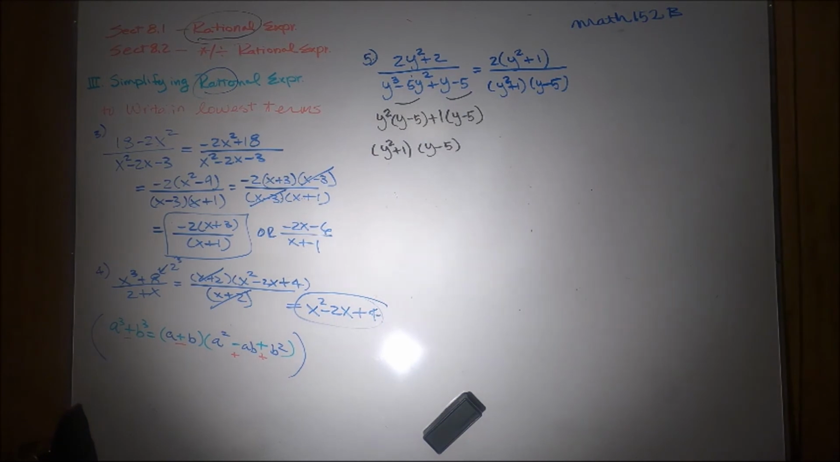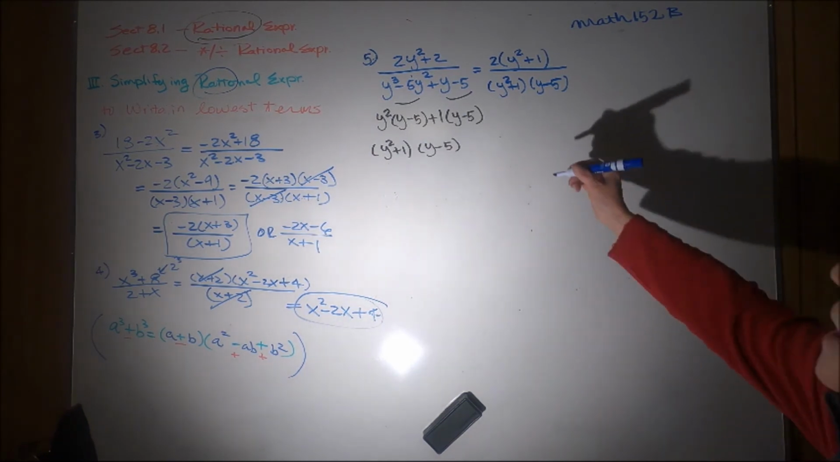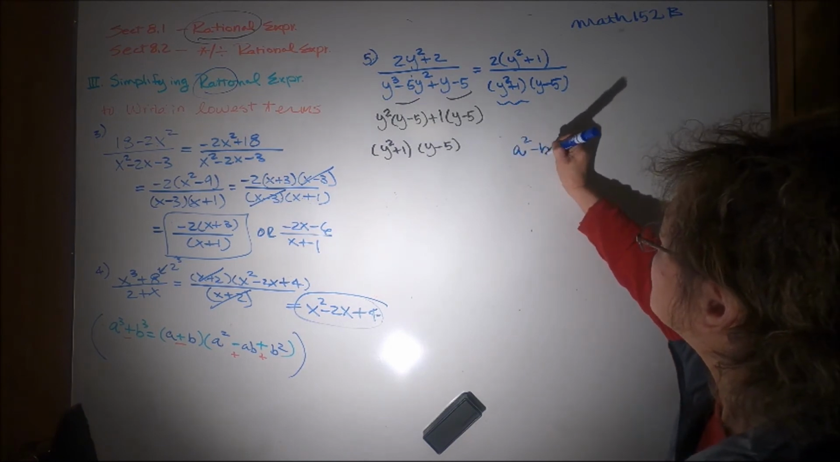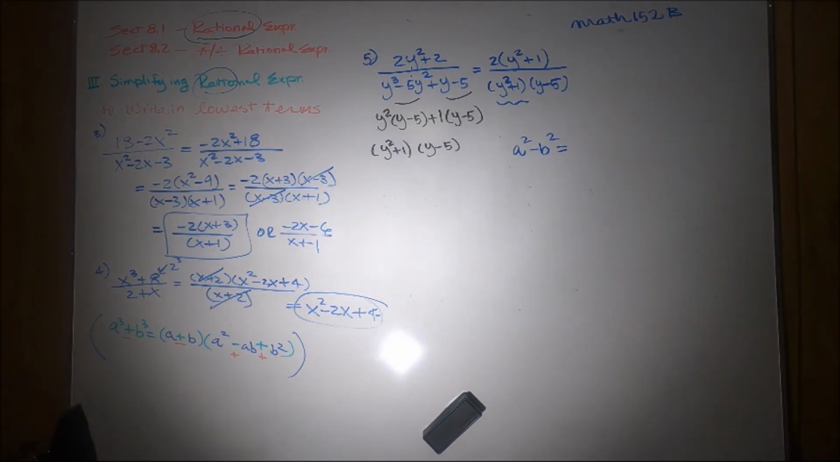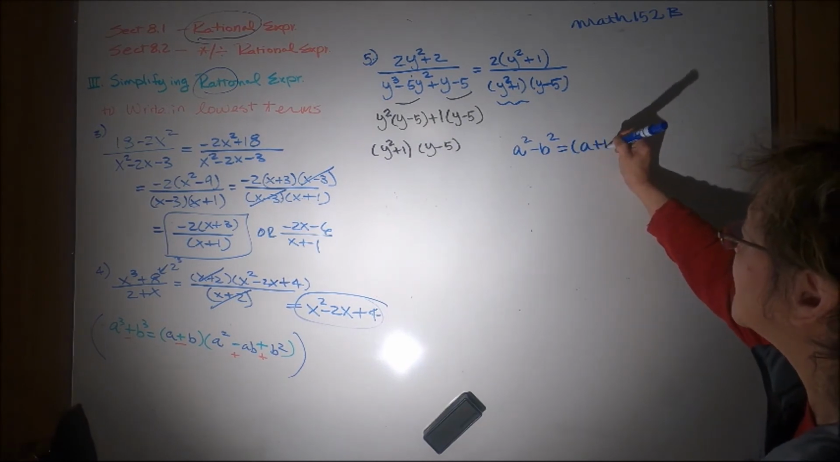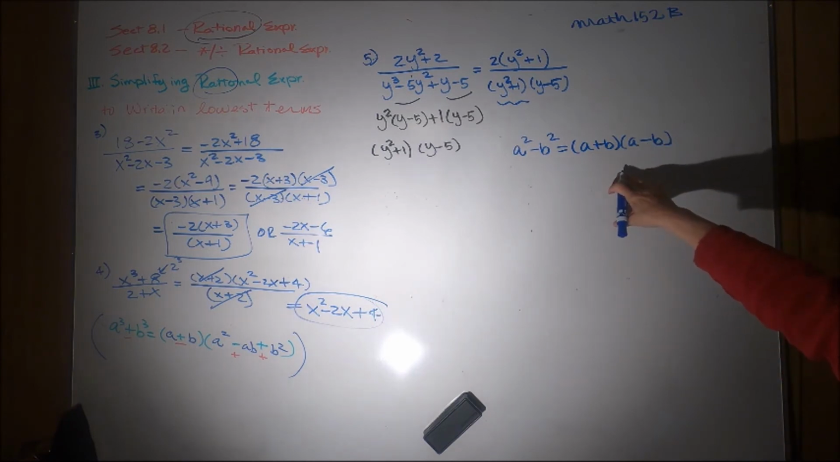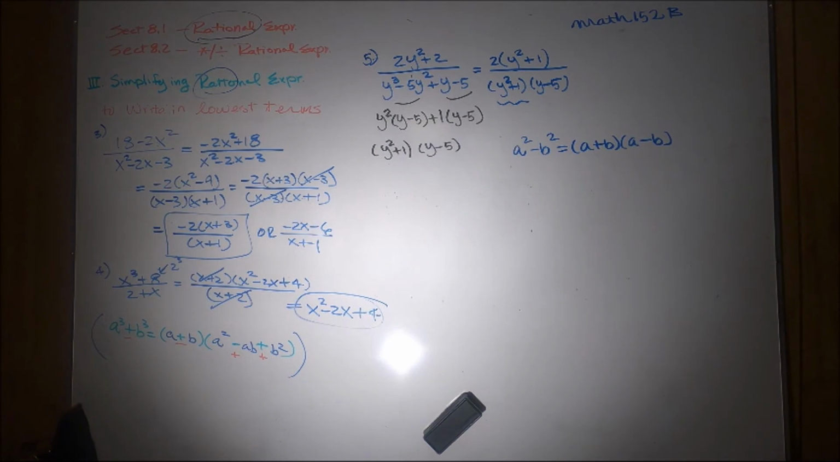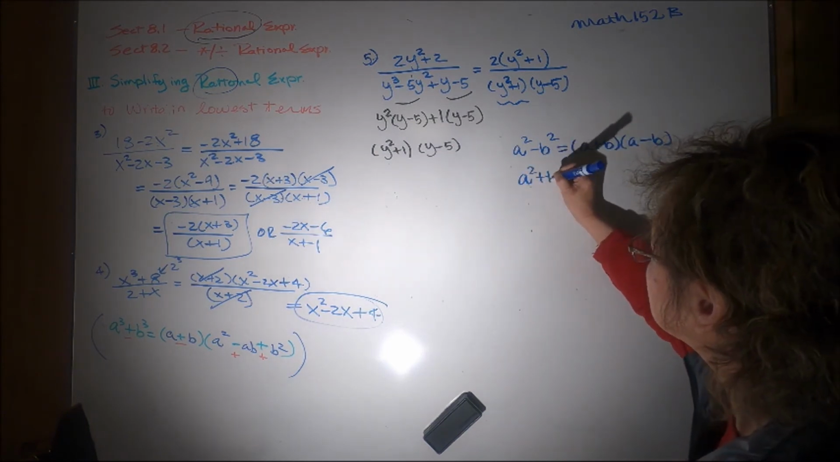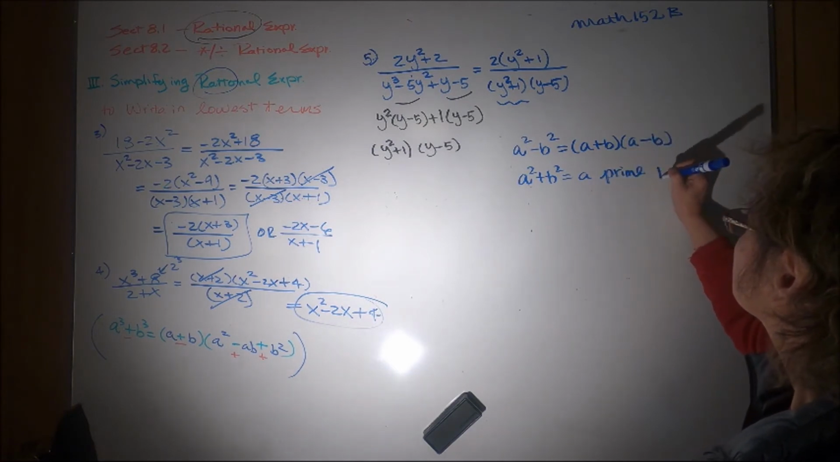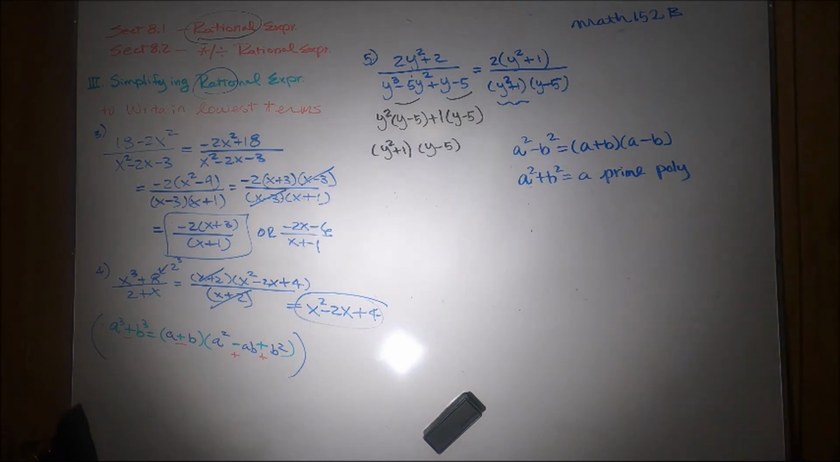Can we break down more? Y squared plus 1 is what? It's a prime. We say a squared minus b squared, the difference of 2 squares, you can break down as such, right? When you multiply out, the middle part is canceled. So you end up with a squared minus b squared. Then we say a squared plus b squared is what? A prime polynomial. You cannot break down anymore.